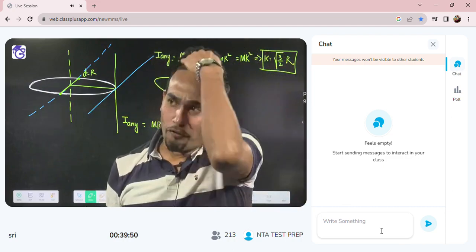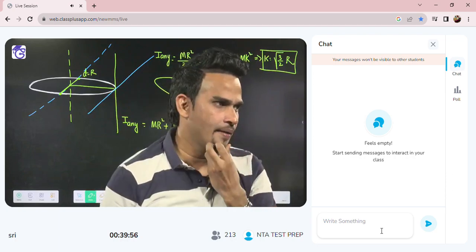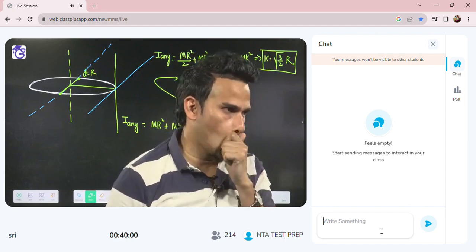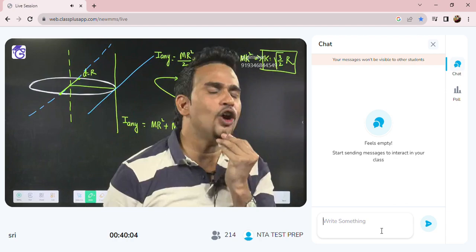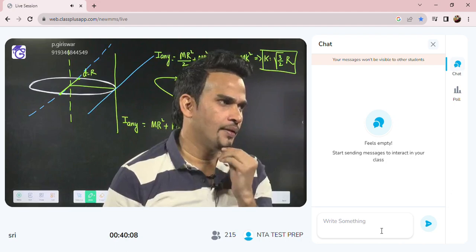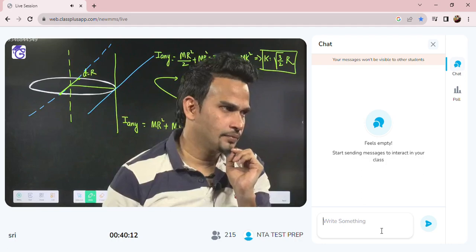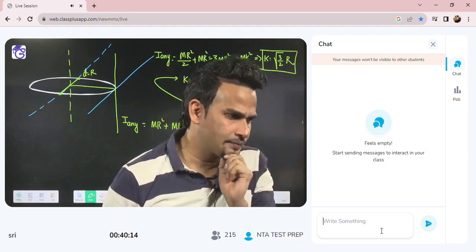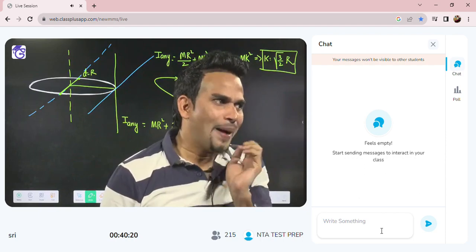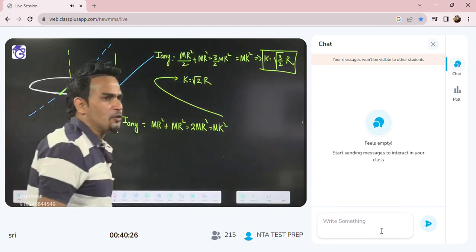Find I of a disc about a tangential axis. First, perpendicular to its plane. Second, parallel to its plane.